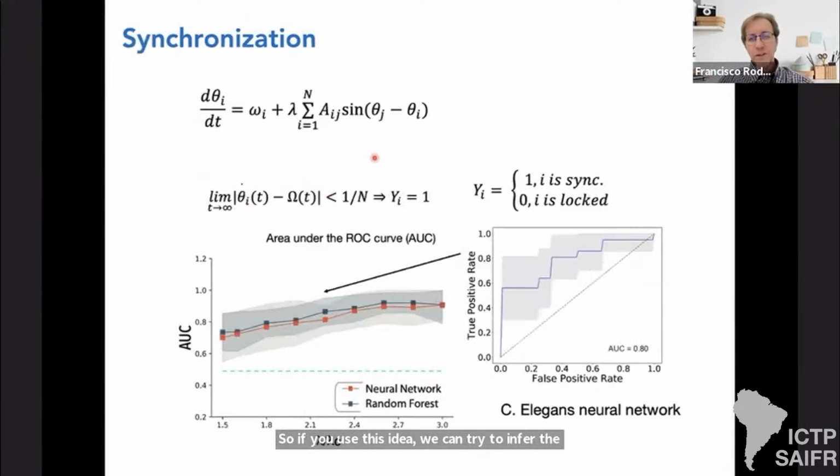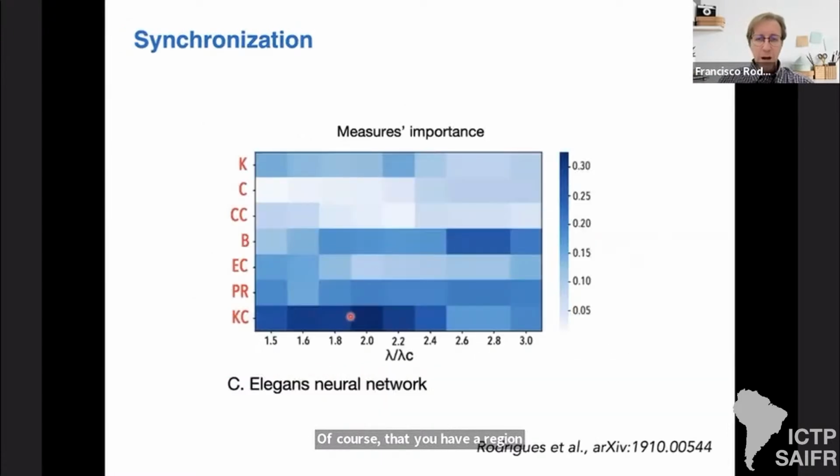In the case of synchronization, here is the prediction. We can see that the AUC is about 0.8, which is a good prediction. If you change the coupling, we can also predict it. Of course, there is a region where the prediction is more accurate. And also we can try to infer the importance of each network property for synchronization. When you change the coupling, we can see that for low coupling, the k-core is the most important one. But when you increase the coupling, the betweenness centrality starts to become the most important one.